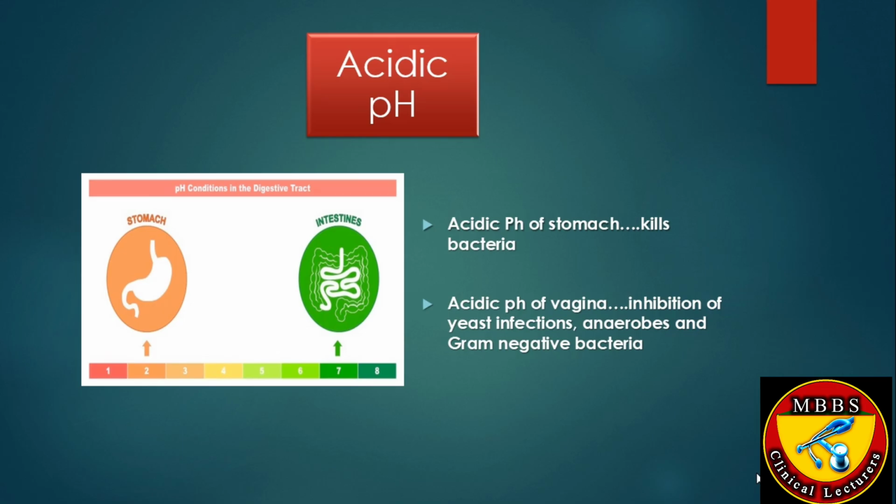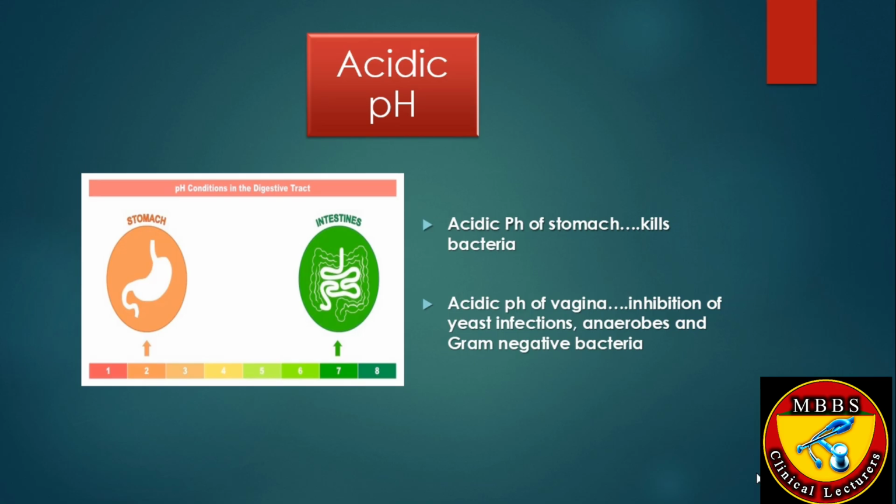Also, we have the acidic pH of the vagina. You know that in reproductive age, sexually transmitted infections are very common. When a woman reaches the age of menopause, around 45, 48, or 50, whatever the age of menopause is, there is an alteration in the normal flora of the vagina. In reproductive age, the normal flora is lactobacilli. The lactobacilli produce lactic acid, which keeps the vaginal pH low, and this protects from sexually transmitted infections.